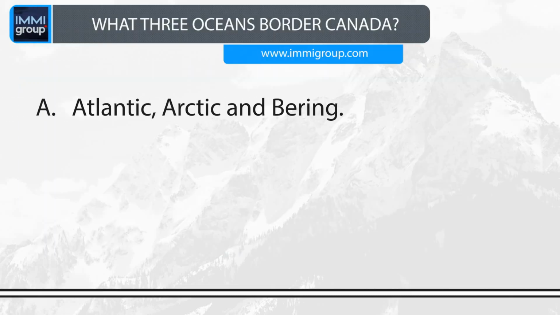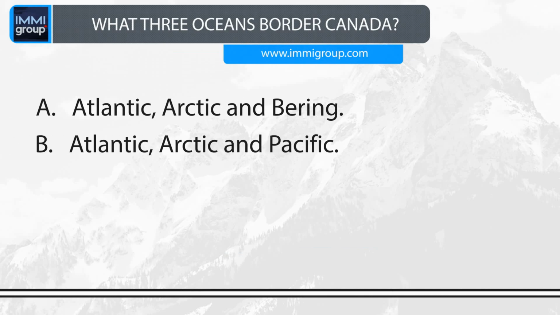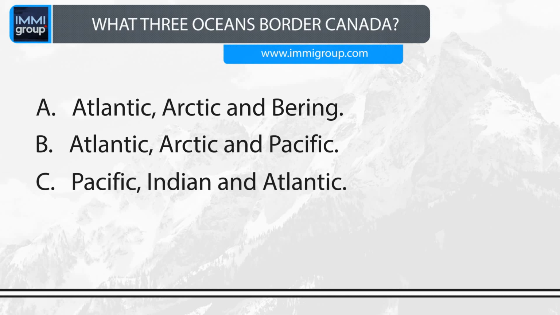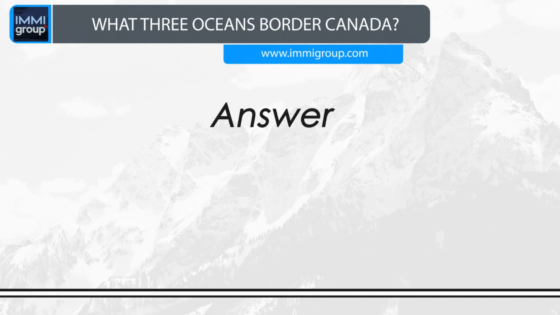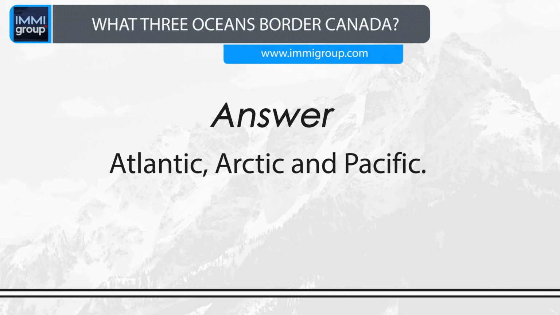What three oceans border Canada? A. Atlantic, Arctic and Bering. B. Atlantic, Arctic and Pacific. C. Pacific, Indian and Atlantic. D. Hudson, Pacific and Atlantic. Answer. Atlantic, Arctic and Pacific.